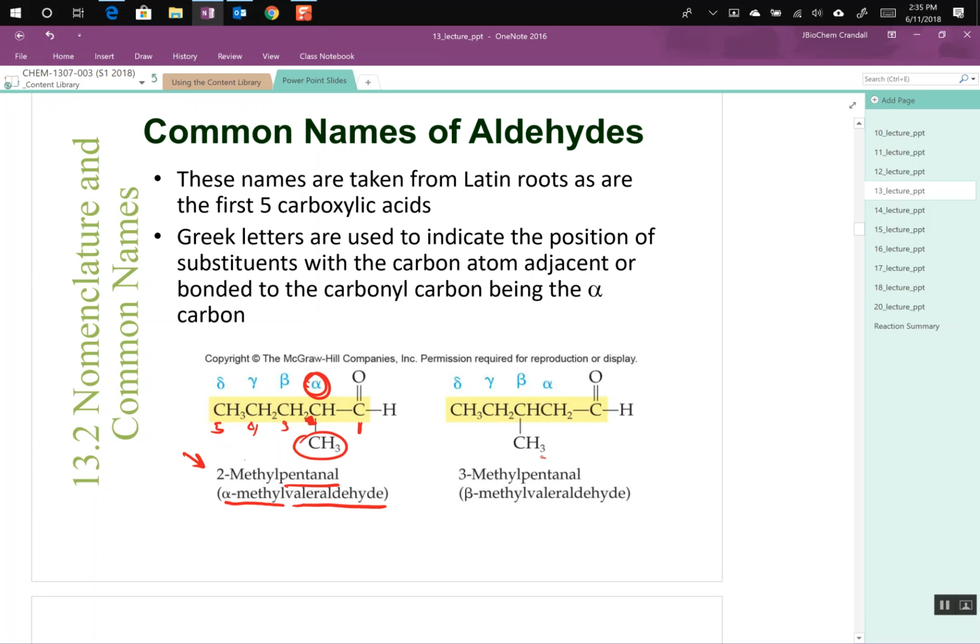Here, now the methyl group is on the beta carbon or carbon 3. So 3-methyl pentanal will be beta methyl valeraldehyde. Those 5 carbons are one of the only ones where the name really changes from penta to valer. But the other ones, it pretty much stays the same.